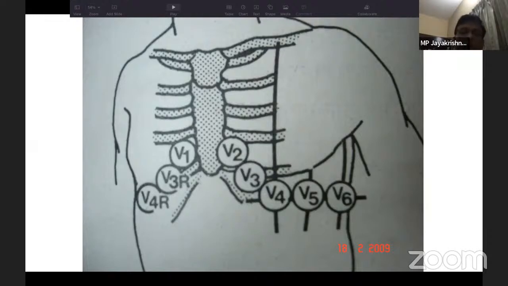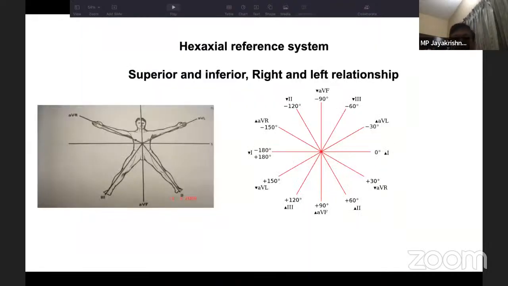As you know, in children, we may have to take right-sided leads like V3R and V4R also sometimes, because the right ventricle is the predominant ventricle during early years of life, especially during infancy. So we may have to take, instead, not just V1, V3R and V4R also on the right side.